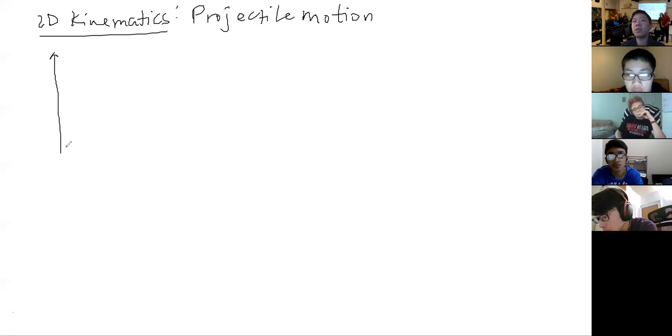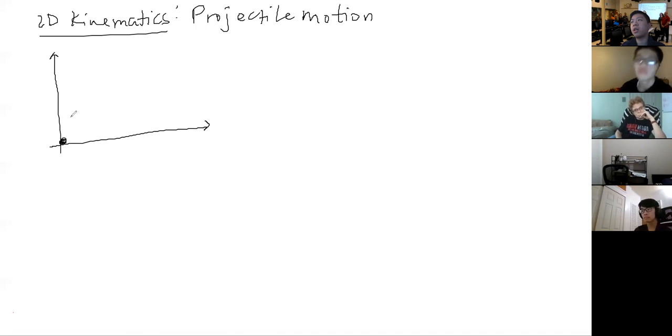A projectile is basically just, if you have some object on the floor, right? And then you launch it at, so this is y, x, right? And then you launch it at some angle to the horizontal, right? So let's just call this theta with some starting velocity v0, right? And then this got launched.